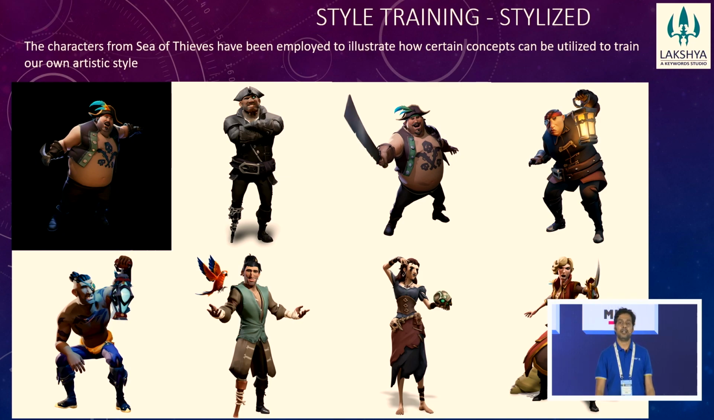So if you have a pool of concept artists in your team, and if you work with some style, you can train with that style as well. So this is an example, actually. Sea of Thieves is an example. That's a game, and it has a specific art style. We took the Sea of Thieves characters as a reference for style training. Of course, for training any AI software, you need to have really good hardware.